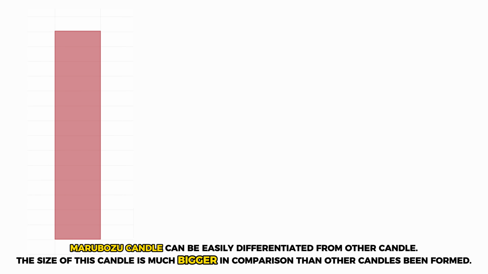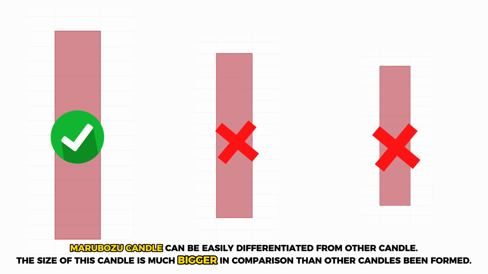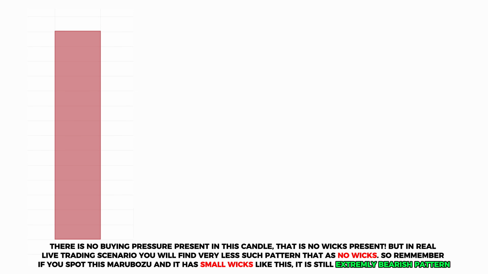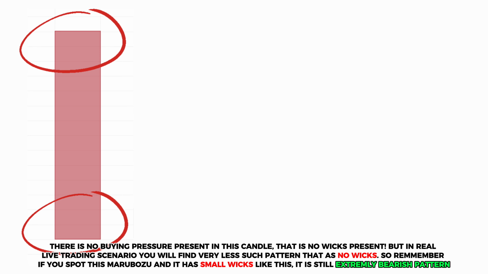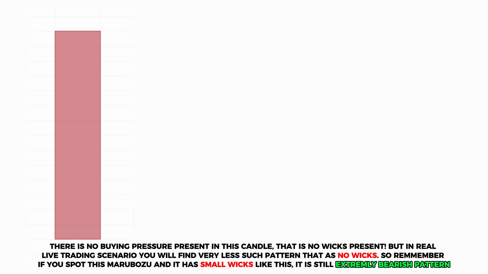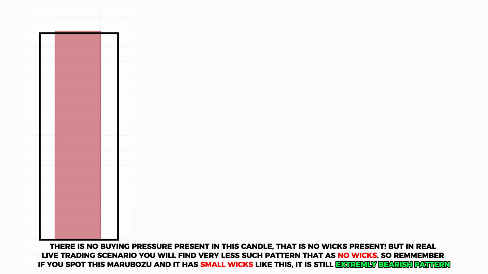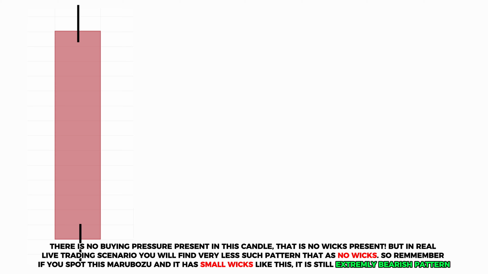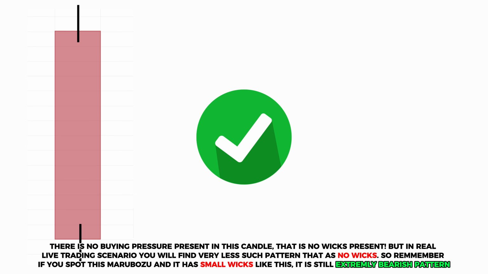Marubozu candle can be easily differentiated from other candles. The size of this candle is much bigger in comparison to other candles being formed. There is no buying pressure present in this candle, that is, no wicks present. But in a real live trading scenario, you will find very few such patterns that have no wicks. So remember, if you spot this Marubozu and it has small wicks like this, it is still an extremely bearish pattern.